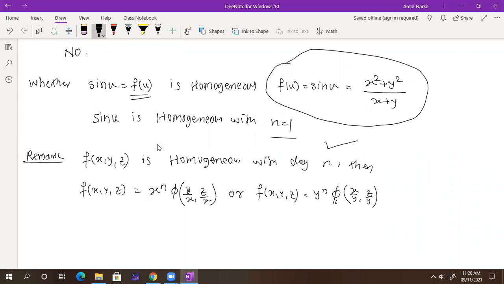So this is the definition in terms of three variables. Or you can take z also common. So f of x, y, z, if you take z to the power n, you will get some another function. You can say phi 2. So what are you getting? Phi 2 is a function of x by z and y by z. Yes or no? Does everyone understand this definition?